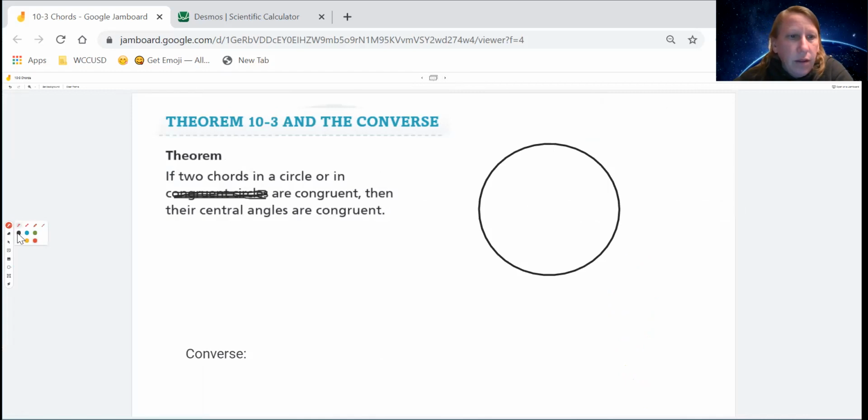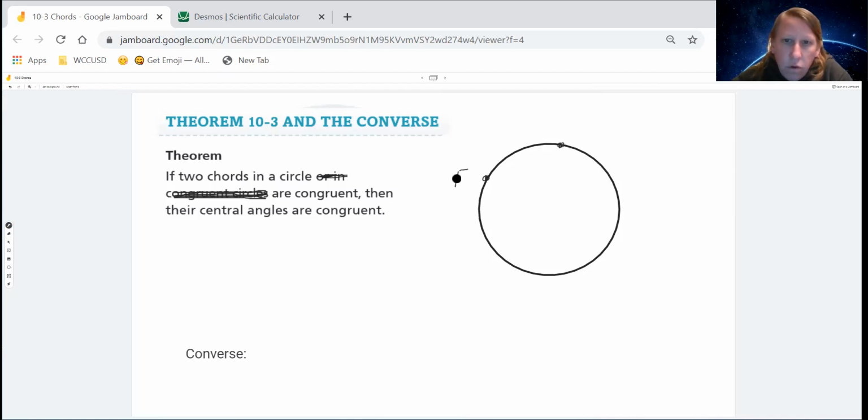All right, in this section, there's a lot of statements that you can make about chords in a circle. If two chords in a circle are congruent, then their central angles are congruent. What does that mean? I'm just going to start by drawing two chords that look about the same to me.